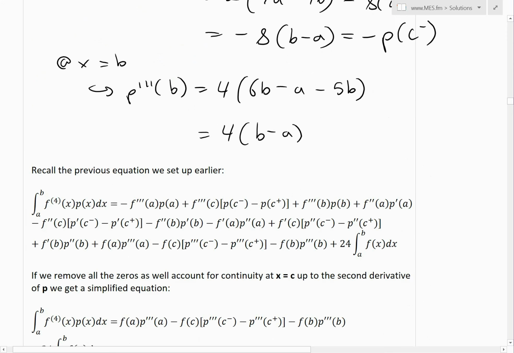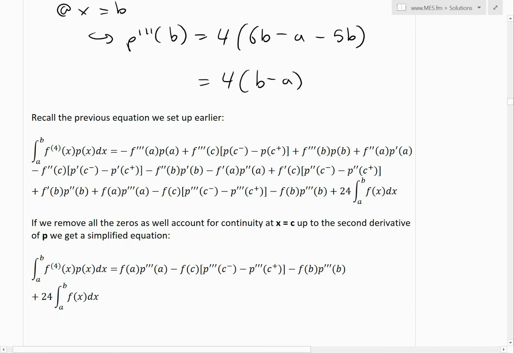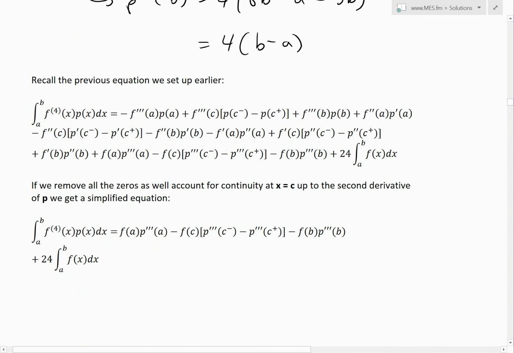And now if we recall the previous equation from above, I just copied and pasted here, that big giant one right here. And now if we remove all of the zeros as well as account for the continuity at x equals c up to the second derivative, what we get is, well, p of a is 0.